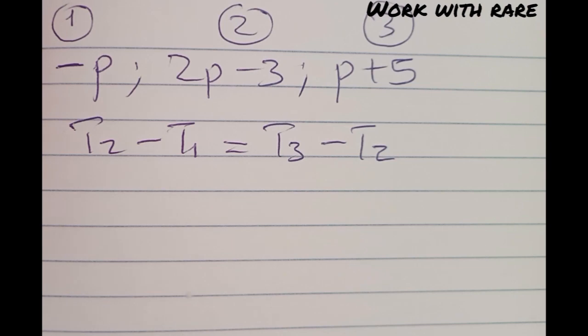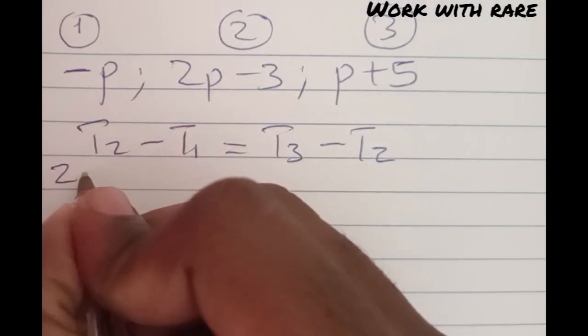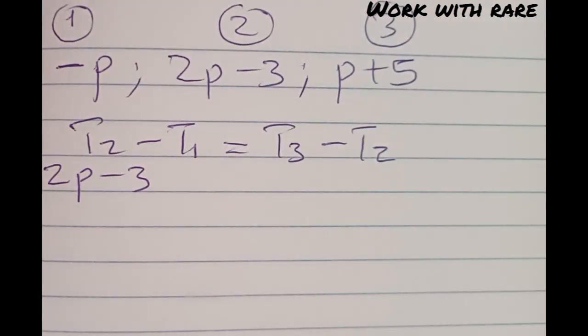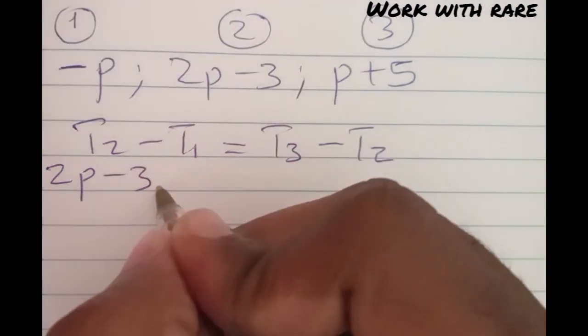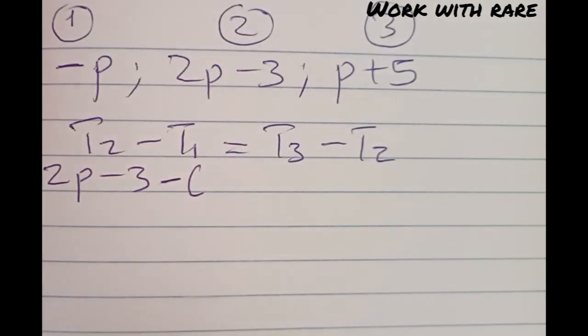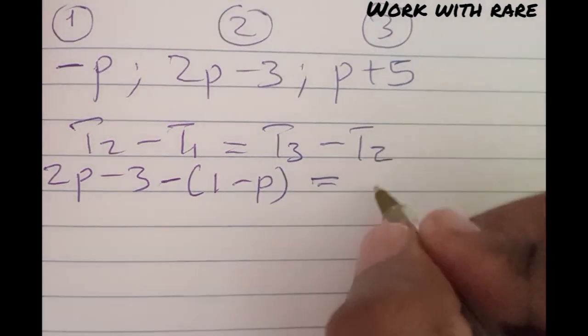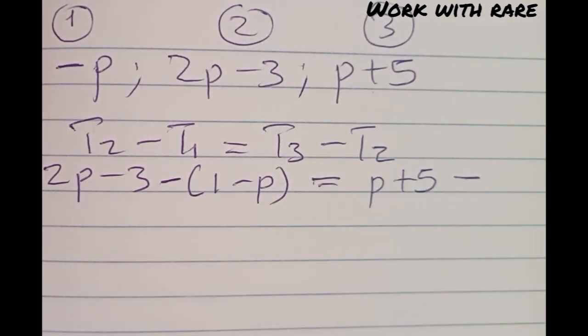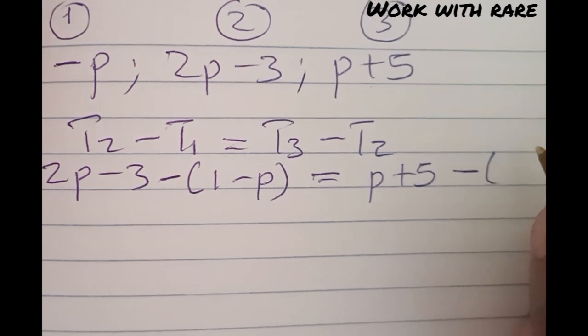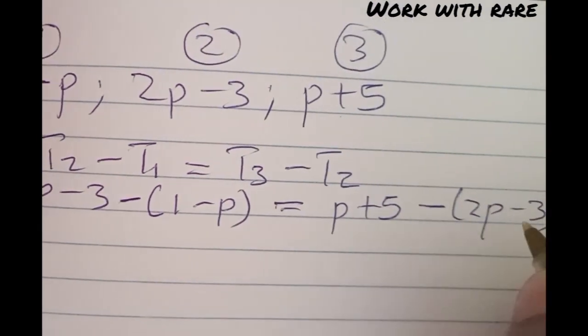Okay, so I said T2 minus T1, so I'll write T2, which is 2p minus 3. You see, so for you to not make silly mistakes, when you take the first one and you subtract the other one, put it in brackets to avoid writing wrong signs. So here I will say minus, then I will open bracket like this, 1 minus p, because this one is for T1. Okay, so I'll write my equal sign. And our T3 is here, so I'll say p plus 5 minus, like I said, when you subtract, the one that you subtract, put it inside the bracket. So I'll open the bracket and say 2p minus 3. You see?